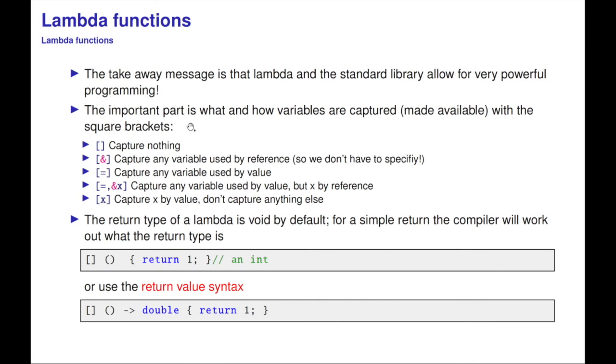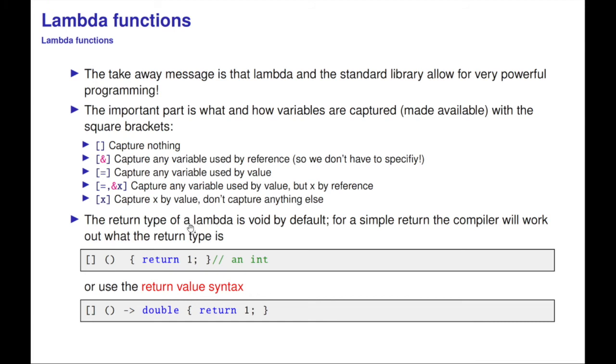The important part is what and how variables are captured, made available within the square bracket. Square bracket with nothing captures nothing. Square bracket with a single ampersand captures any variable used by reference, so we don't have to specify. Equals captures any variable used by value. Equals, comma, ampersand x captures any variable used by value apart from x, which is captured by reference. And x captures x by value but doesn't capture anything else.